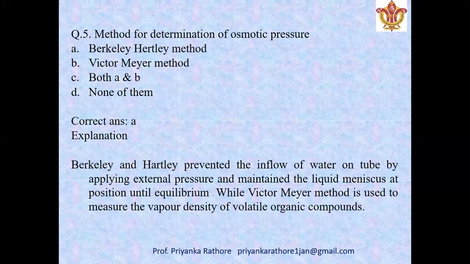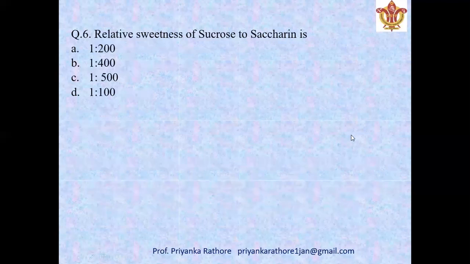And Victor Meyer method, it is used to measure the vapor density of volatile organic compounds. So you can remember this method also, Victor Meyer method. Another time you may get the question that Victor Meyer method is used to calculate what. So you just remember it is used to measure the vapor density of volatile organic compounds. Moving to the next question.